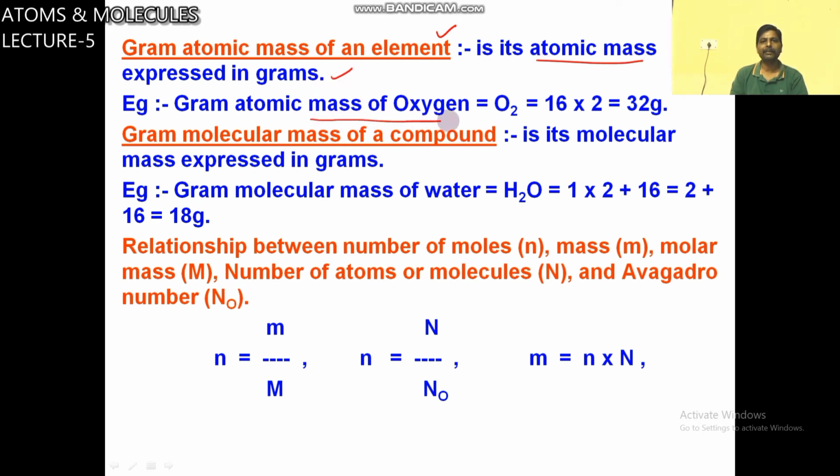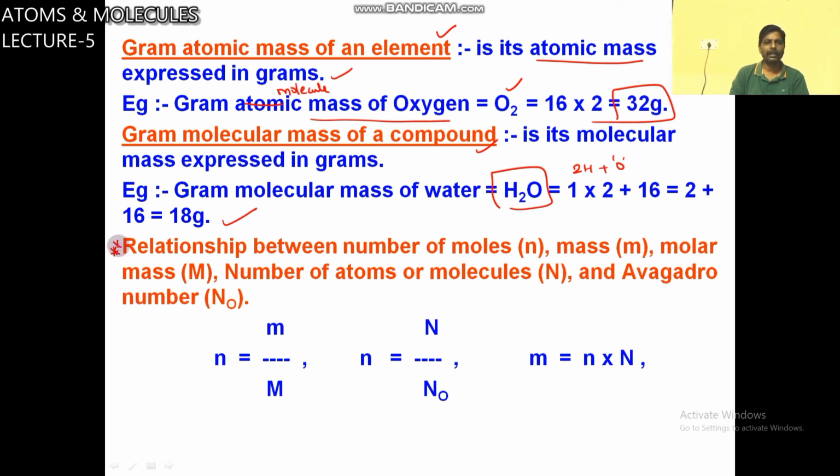What is the gram atomic mass of oxygen? It is actually the gram molecular mass of O2. Gram molecular mass of oxygen, O2, is 32 grams. Gram molecular mass of a compound: H2O contains 2H plus 1O, so that is 18 grams.